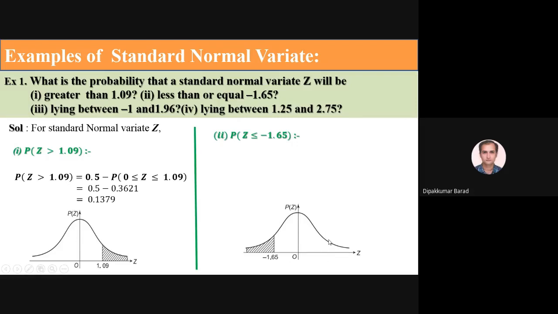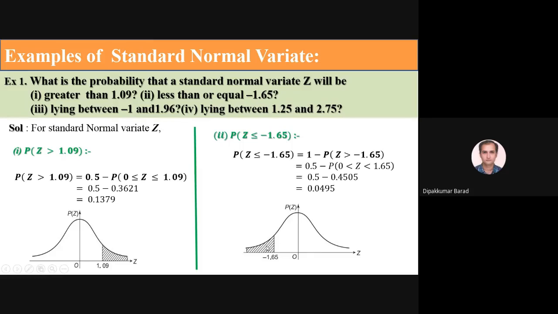If I draw a line at 0, the right-hand side is a whole 0.5, and I have to subtract P(0 < z < 1.65). So the area between 0 and 1.65, I have to subtract from 0.5. Or you can look at it as the whole area being 1, and I have to subtract from 1 all of P(z > -1.65). It means all this area I have to subtract.